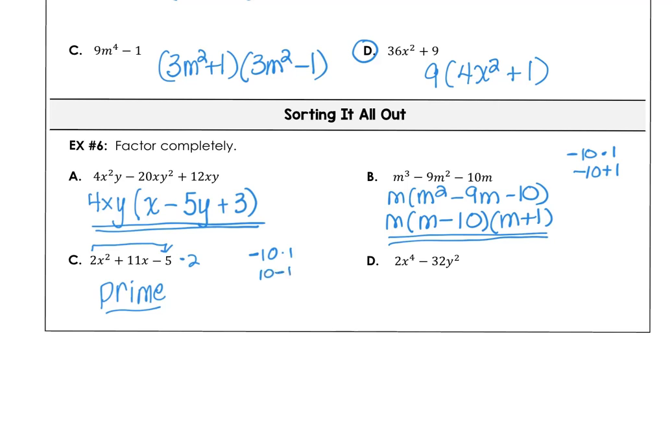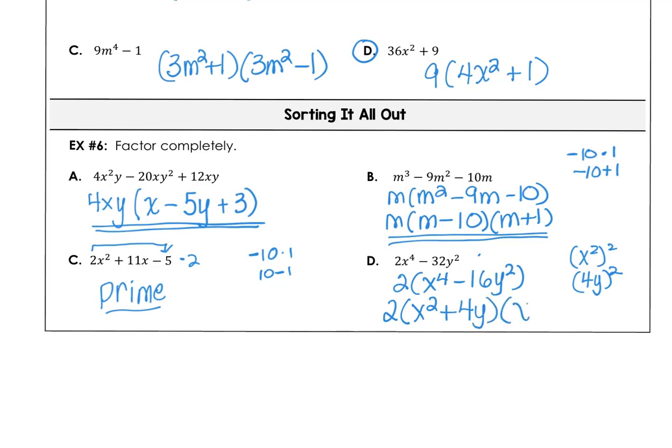And then part D, we can take a 2 out of both terms. So 2 times (x to the 4th minus 16y to the 2nd). And I see x to the 4th is a perfect square, and 16y squared is a perfect square. So we can use the difference of two squares as (x squared + 4y) and then (x squared - 4y). And I believe that brings us to the end of factoring and a review from Algebra 1.